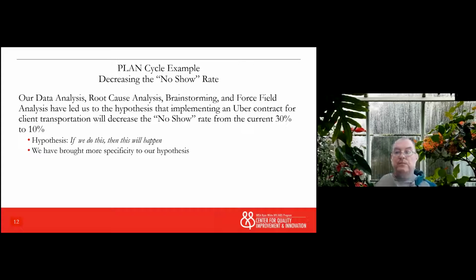So in this hypothetical kind of test that we came up with here, our hypothesis is if we find out who our chronic no-shows are, which is what we're dealing with here, right? And we contract with Uber Health for transportation, we're going to decrease the no-show rate from the current 30% to 10%. So that's kind of our aim statement. So the hypothesis is if we contract with Uber Health, then the percentage of 30% goes down to 10%, or at least is going to affect it.